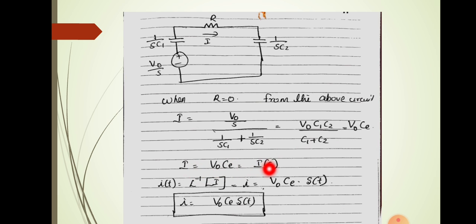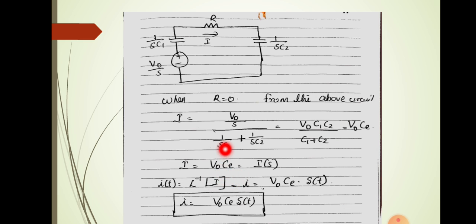This is the Laplace transformed value of the current. To find the time domain value of the current, we take the inverse Laplace transform of I, which is V0 into C into the inverse Laplace transform of 1. The inverse Laplace transform of 1 is delta of t. So the current has the equation V0 into C into delta of t.